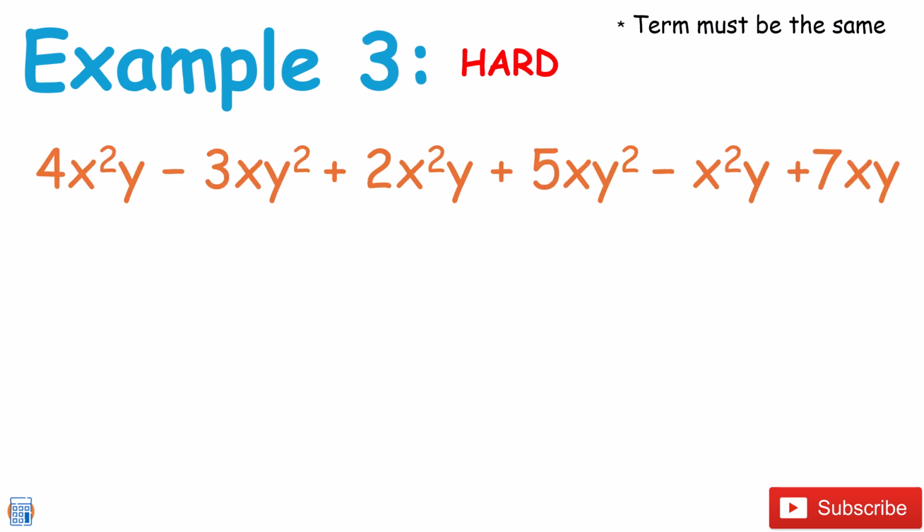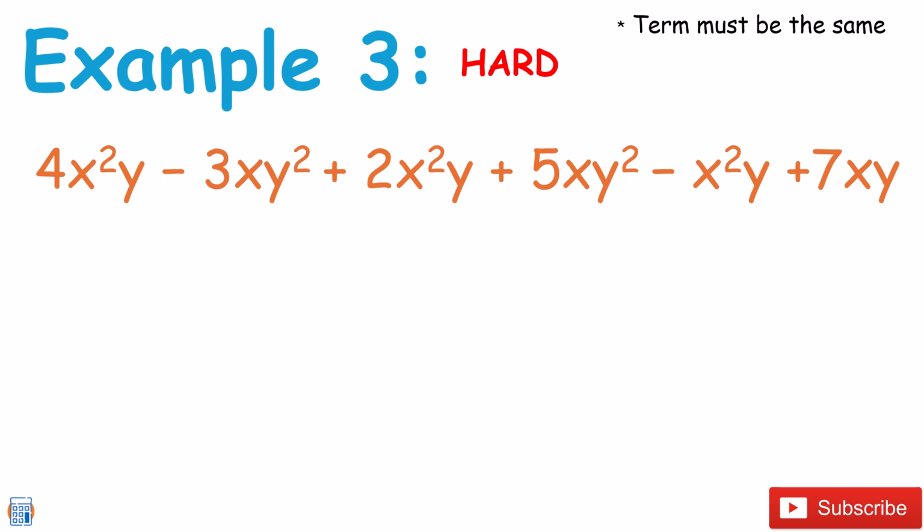Now this is a very tricky one. I would pause the video and give it a go yourself and check back for the answer. But let's crack on with it. So let's start with the first term, 4x squared y. So we need to look at other things in this equation that has the x squared y as the term. So let's go along. Minus 3xy squared, no. Plus 2x squared y, yes, that is the same. Plus 5xy squared, no, that's not the same. Minus x squared y, that is the same. And then the last one, I think, is on its own.